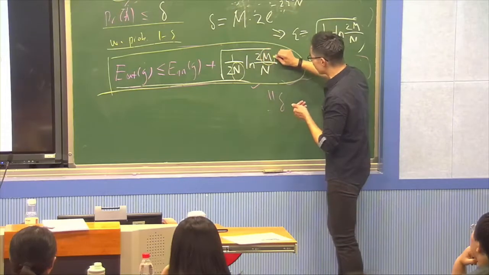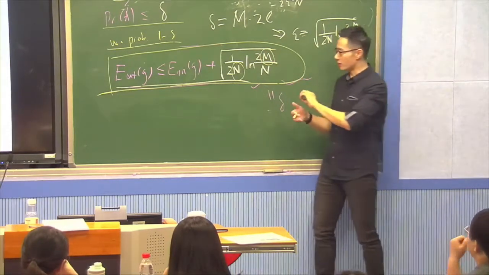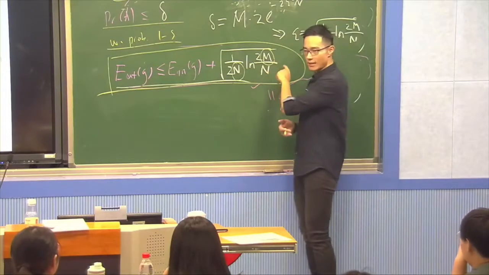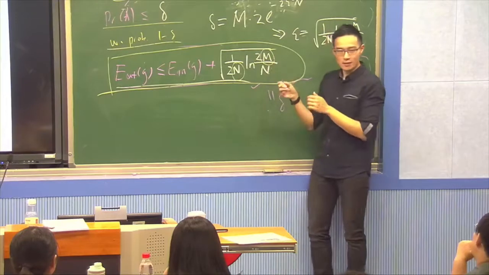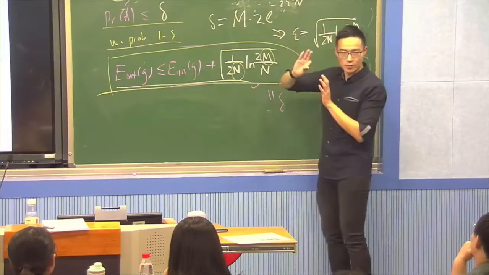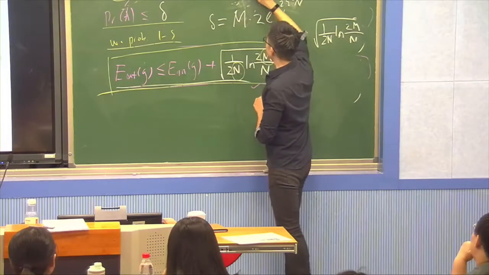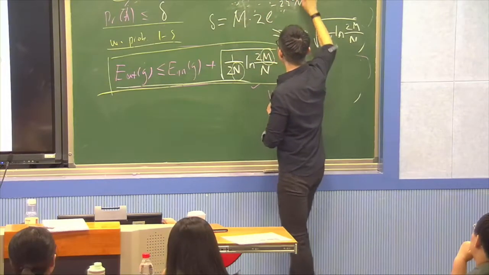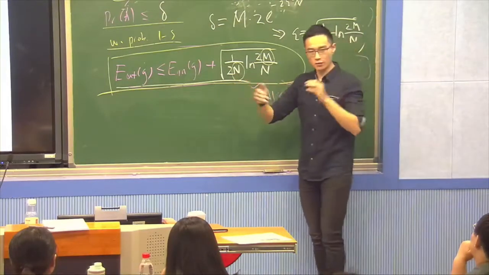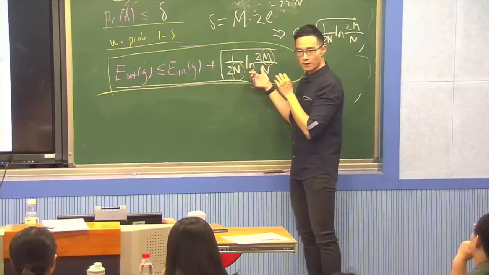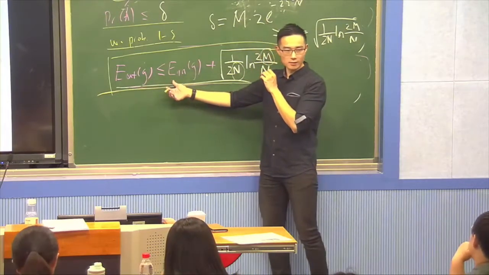But this new thing, okay? This is new. In the previous one, the original Hoeffding inequality, there's no this M. Now we have this new thing called M here. What is M? M is how many hypotheses we have in our big H. Remember, the big H is H1 to HM. So M is how many hypotheses there are in the big H. So the larger the M, what happens? The farther away E in is from E out, correct?